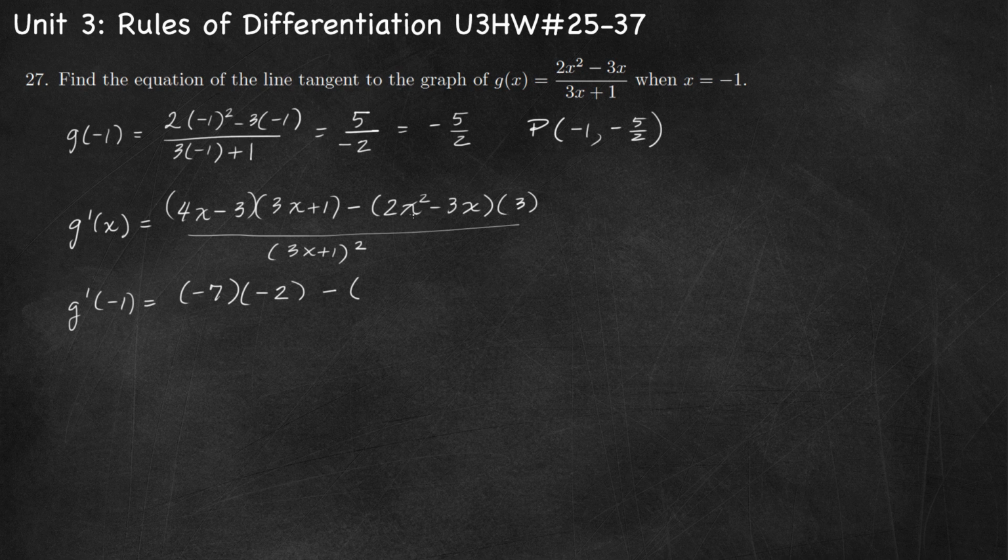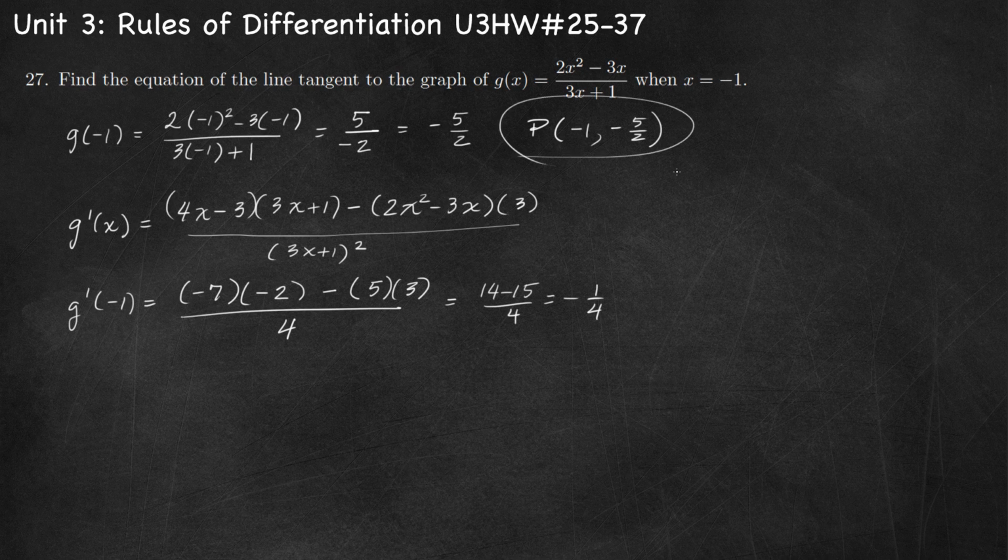minus 2 times negative 1 squared is 2, minus 3 times negative 1, so that becomes 2 plus 3, or 5, times 3, over 3 times negative 1 plus 1 is negative 2, and I'm going to square that to get 4. So this gives 14 minus 15 over 4, or negative 1/4. That's the slope of my tangent line.